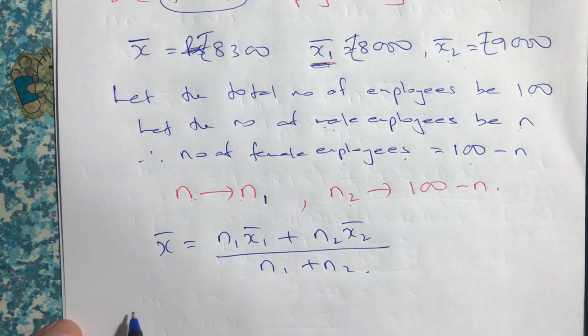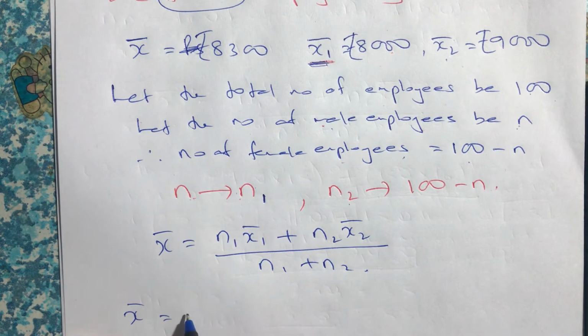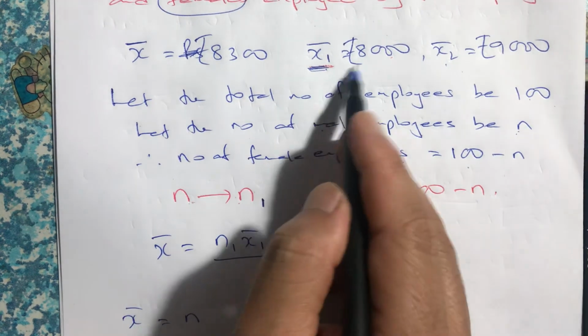So we've got this much. Now x bar is equal to what? n1 over here is n, so we have n x1 bar is equal to 8,000.